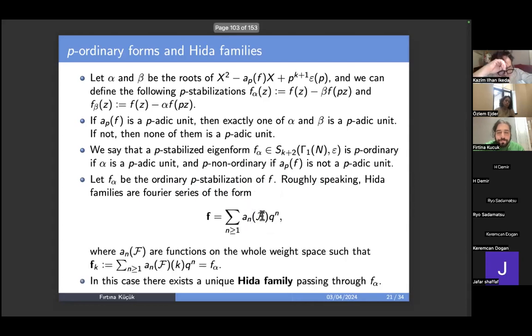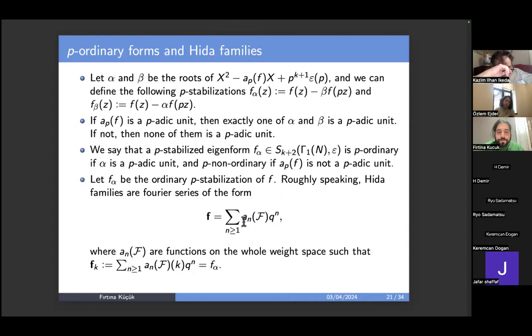And these are functions on the weight space, which includes integers as well. So when we evaluate them at k, these coefficients at k, we get another Fourier series, and this is equal to f alpha, a p-adic modular form. So this is the idea.